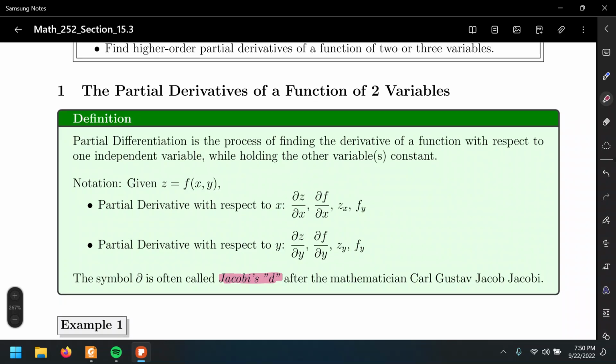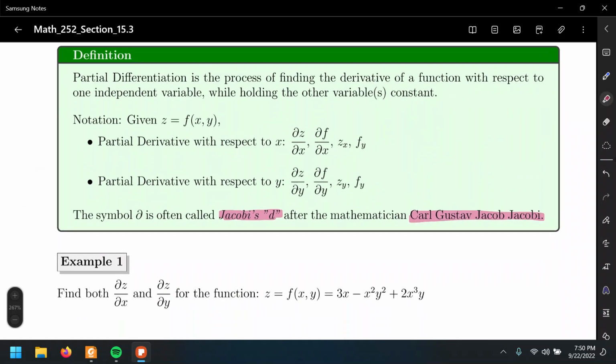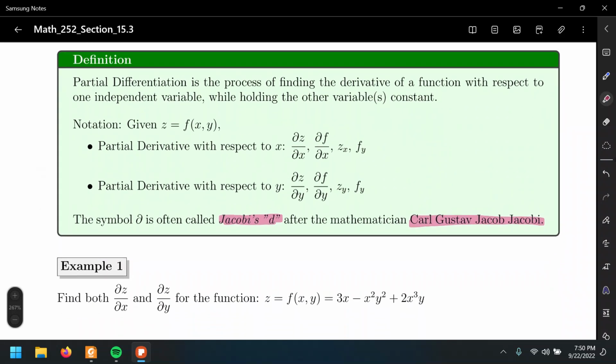There's a debate about this, because he was not the first one to use it. There were two other mathematicians using this symbol before, but then they stopped using it. This guy reintroduced it again, so that's why the symbol is named after him, because he was the one who reintroduced it. All right. And so how do we find partial derivatives?